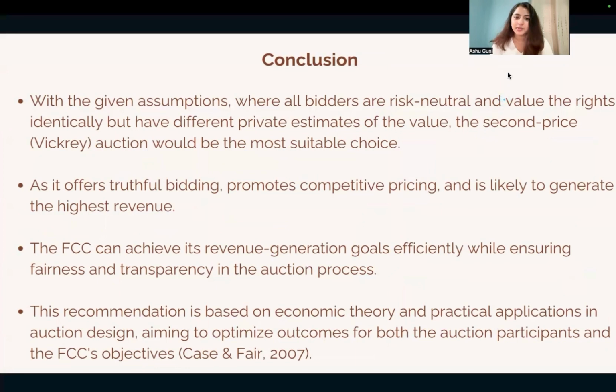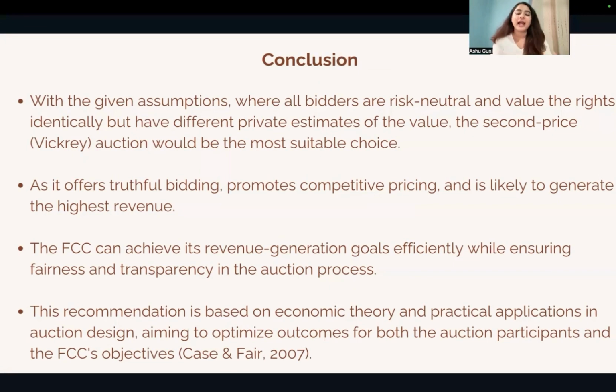With the given assumptions where the bidders are risk neutral and value the rights identically but have different private estimates of value, the second price auction would be the most suitable choice as it offers truthful bidding, promotes competitive pricing, and is likely to generate the highest revenue. This way, the FCC can achieve its revenue generation goals efficiently while ensuring fairness and transparency in the auction process.